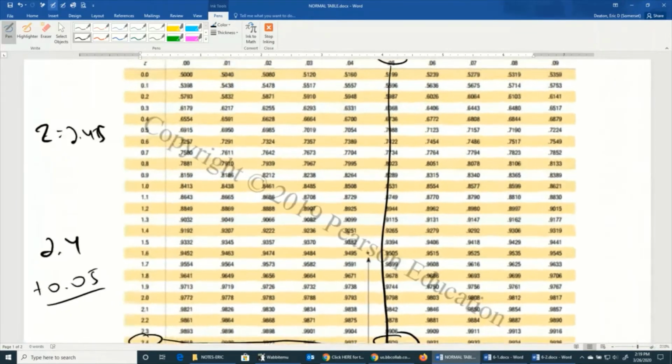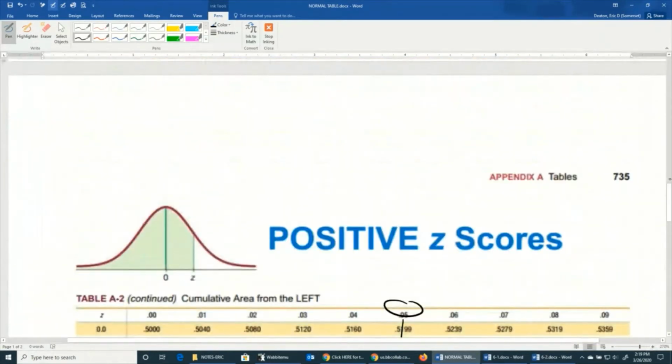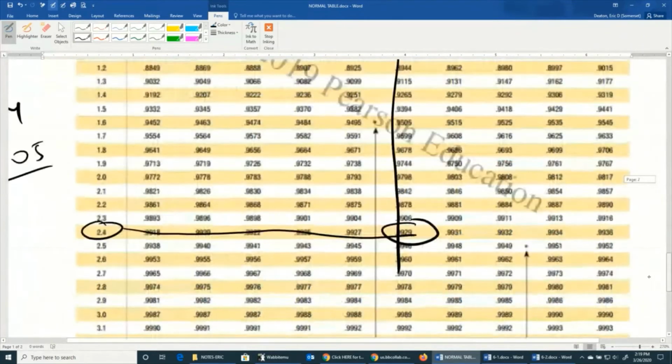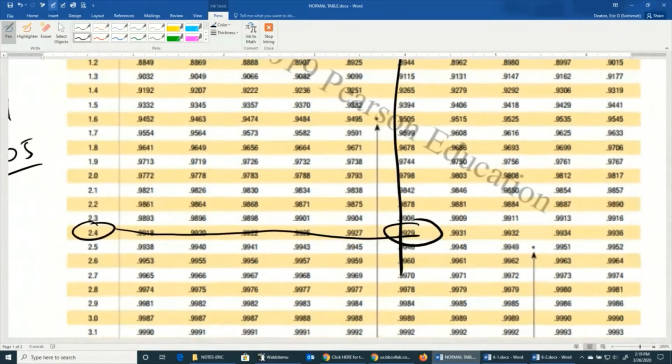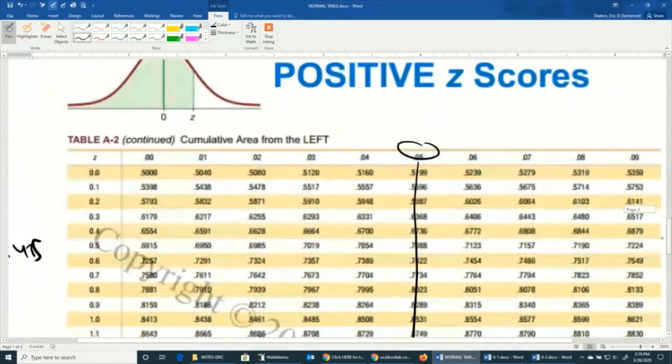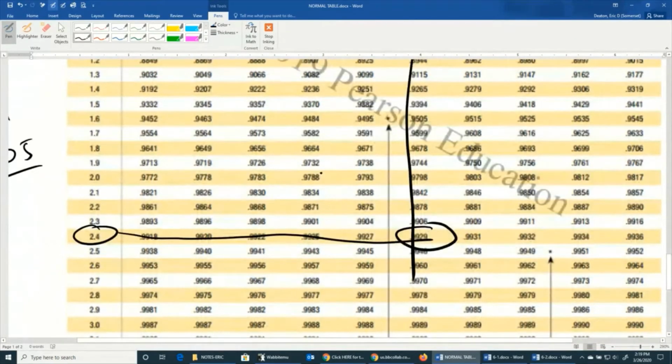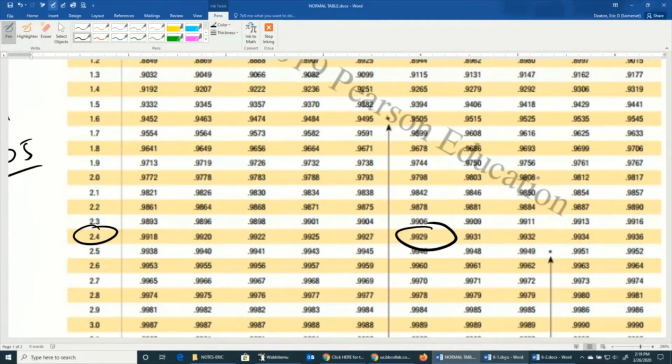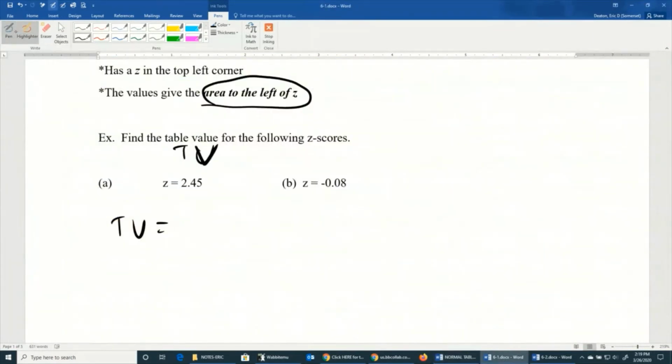Let me blow this up some more. And so that value is the answer. Look, this looks like it's 0.9929. And so that's going to be our table value: 0.9929.